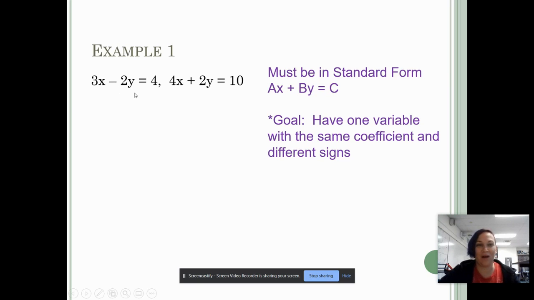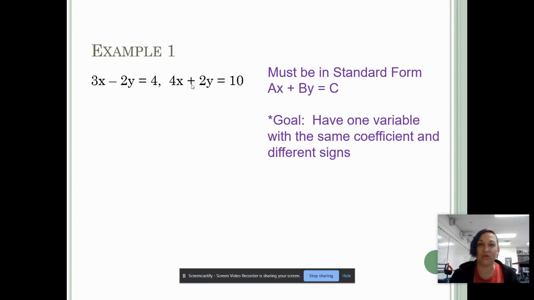But if I look at my y's, I have a minus 2y and a plus 2y. Those have the same coefficient. They both have a number 2 in front of them, and one is negative and one is positive. That's our goal for elimination, is to get that to happen. Now, since it's already happened in this problem, we're ready right now to do elimination.